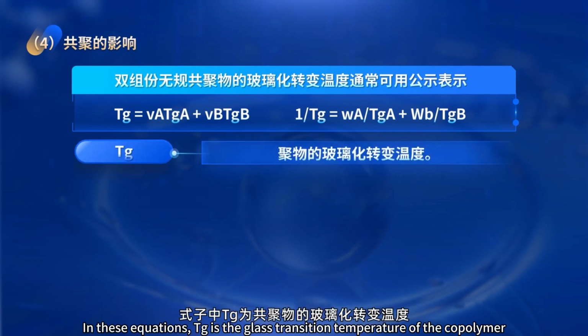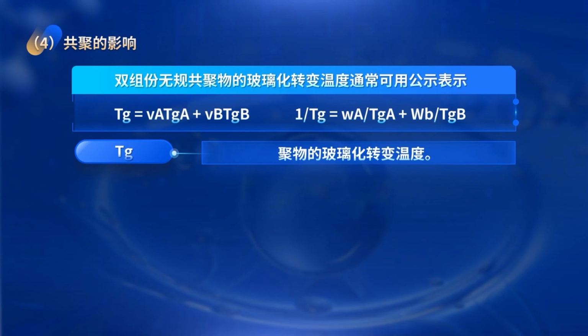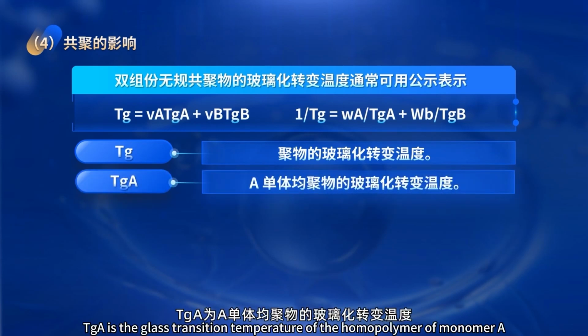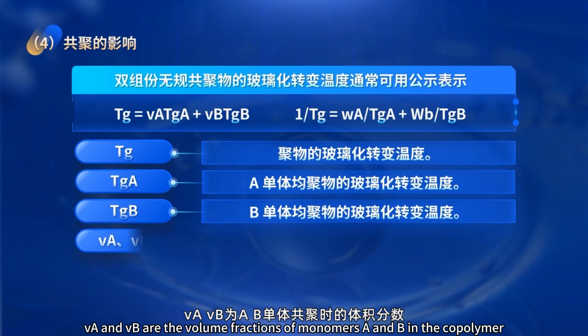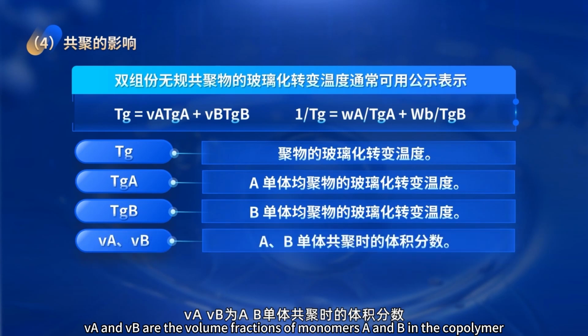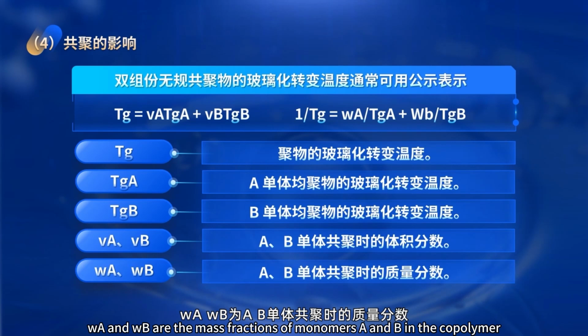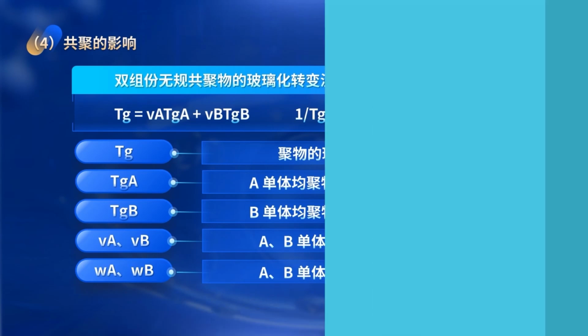In these equations, Tg is the glass transition temperature of the copolymer. TgA is the glass transition temperature of the homopolymer of monomer A. TgB is the glass transition temperature of the homopolymer of monomer B. VA and VB are the volume fractions of monomers A and B in the copolymer. WA and WB are the mass fractions of monomers A and B in the copolymer.